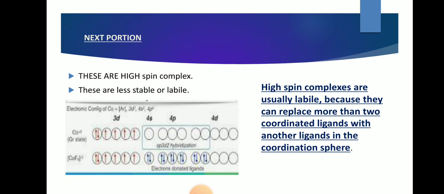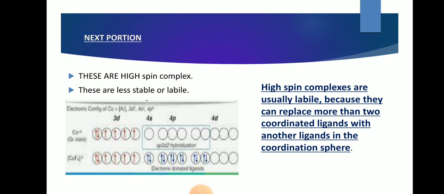These are high spin complexes. These are less stable or labile. High spin complexes are usually labile because they can replace more than two coordinated ligands with another ligand in the coordination sphere. In this example, you can see that cobalt is in +3 oxidation state and cobalt has 4 unpaired electrons.